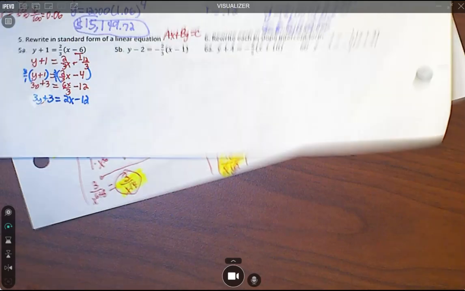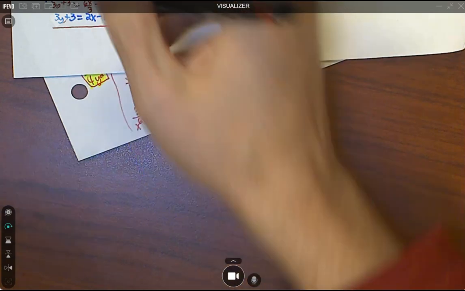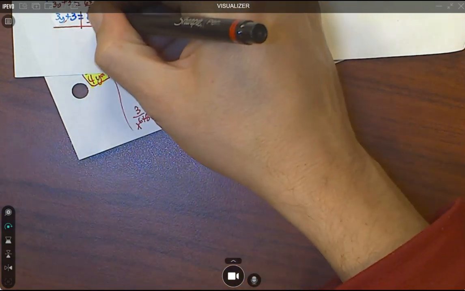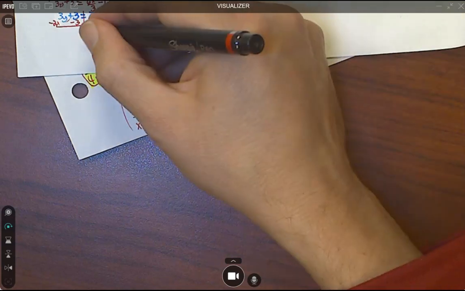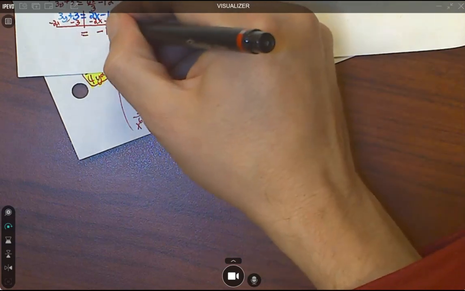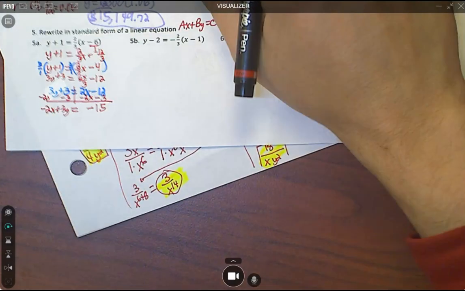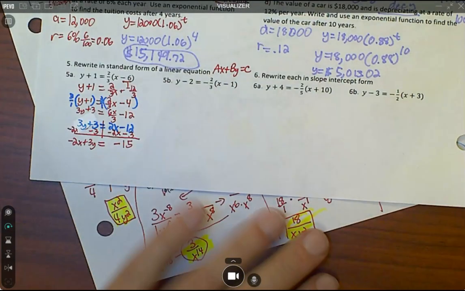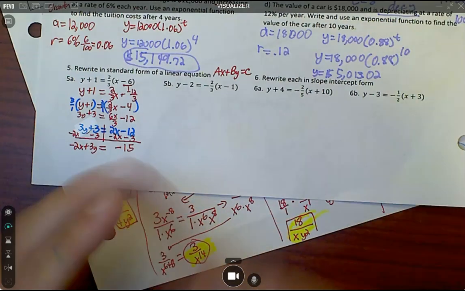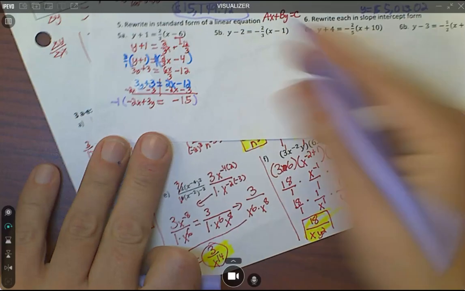Okay, so we've got to do a switcheroo. Subtract 2x. Subtract that 3. So negative 15 is good. I did make it. Oh, you can't see what I was doing. Sorry. I got enough space on there. Okay, so A can't be negative. Multiply everything by negative 1 or just switch them all.